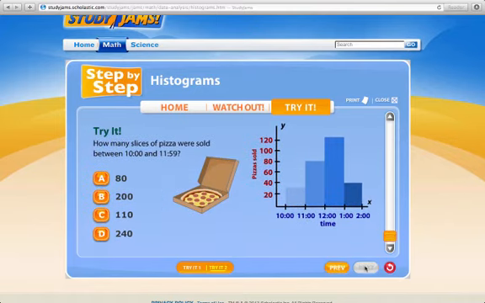How many slices of pizza were sold between 10 and 11:59? Nice! The correct answer is 110 slices. If you add 30 and 80, you get 110.